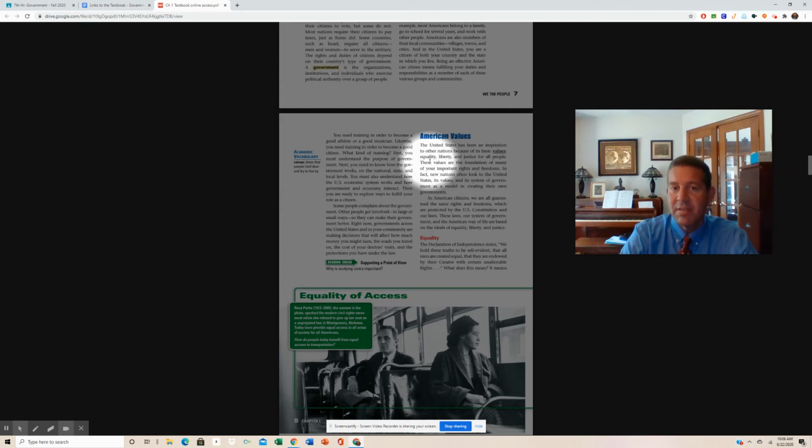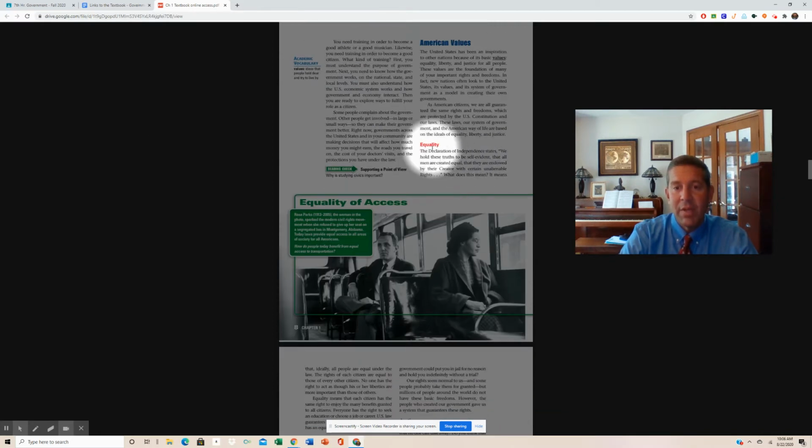And the textbook says that the 3 basic values of American citizenship are equality, liberty, and justice for all people. So equality means people being treated equal. And America has a long history of saying that all people should be treated equally, from the Declaration of Independence, which says all men are created equal.